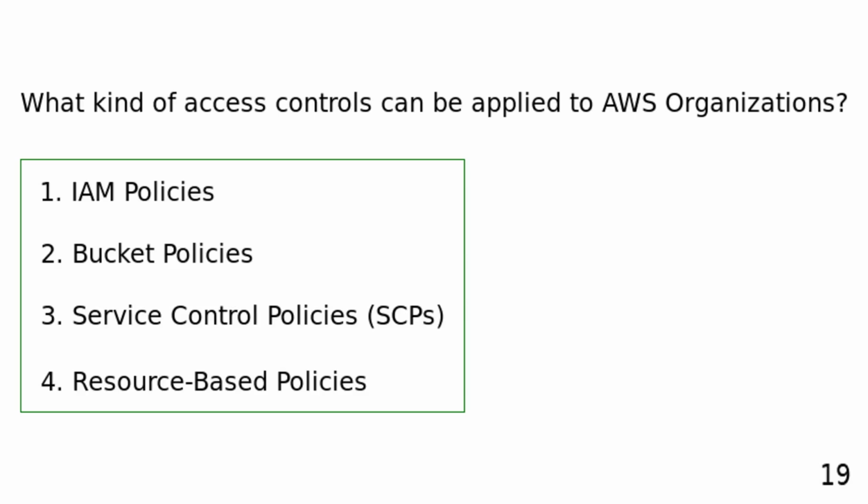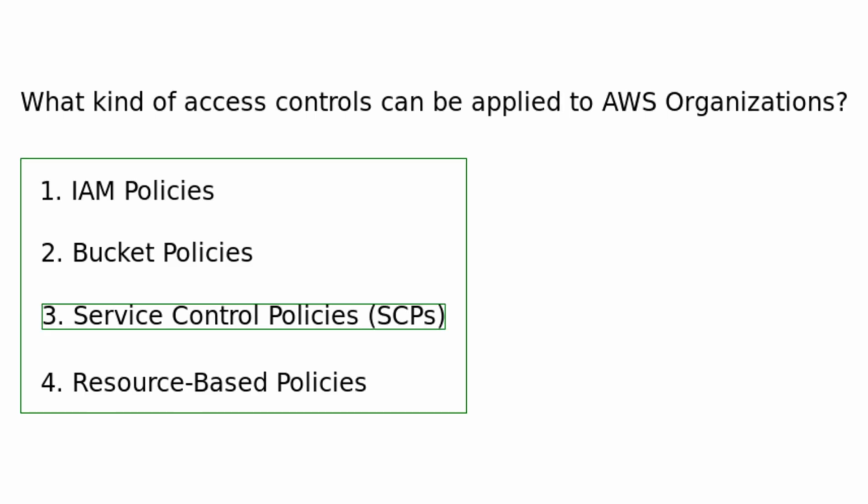What kind of access controls can be applied to AWS Organizations? IAM policies. Bucket policies. Service control policies. Resource-based policies. Access controls in AWS Organizations are managed through service control policies.